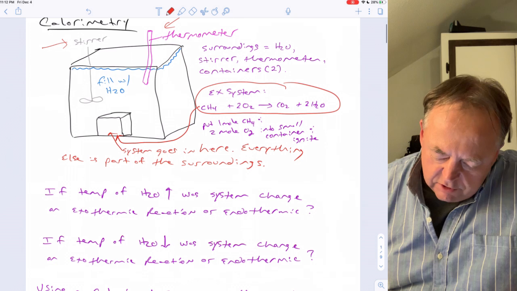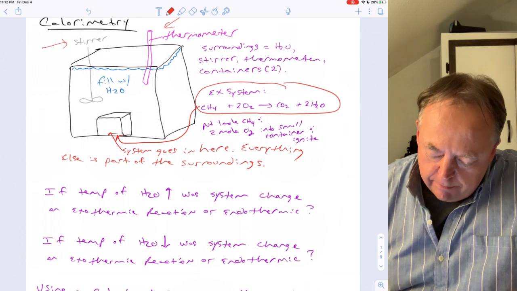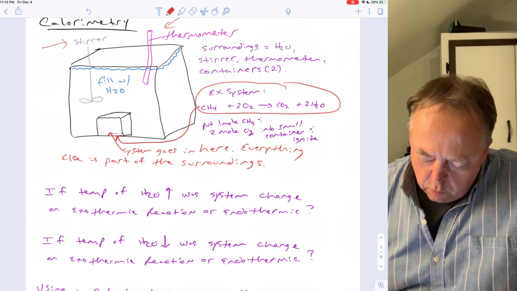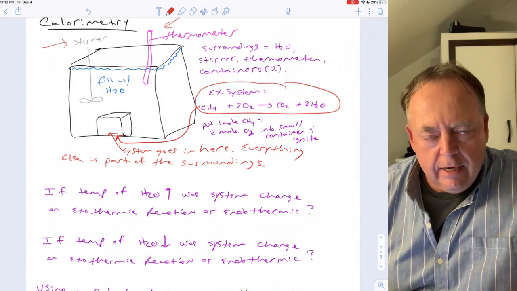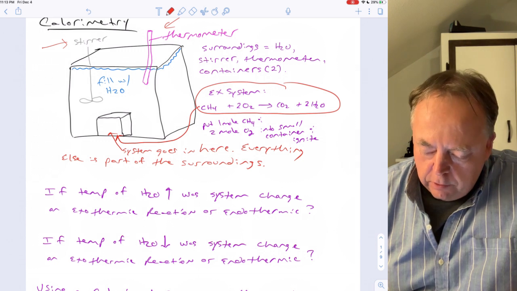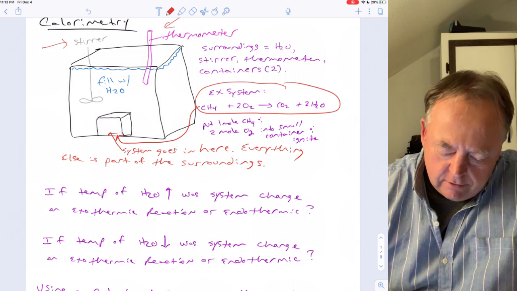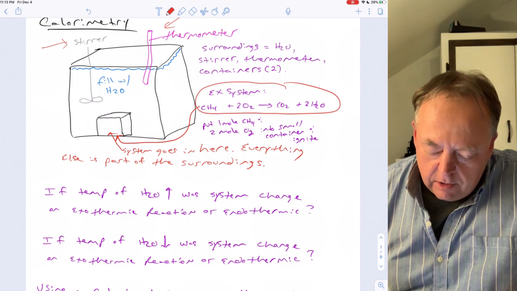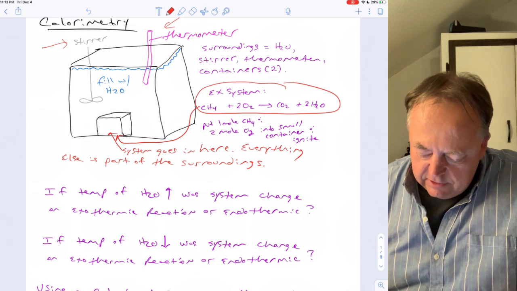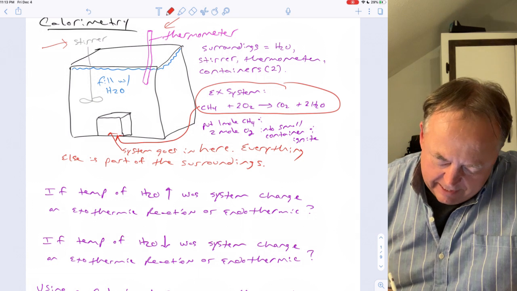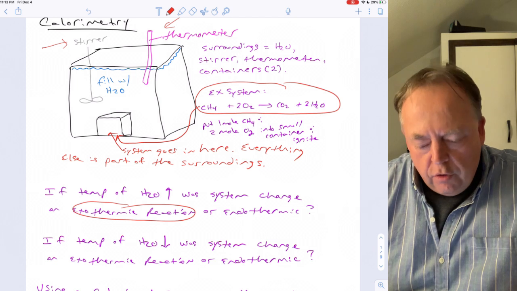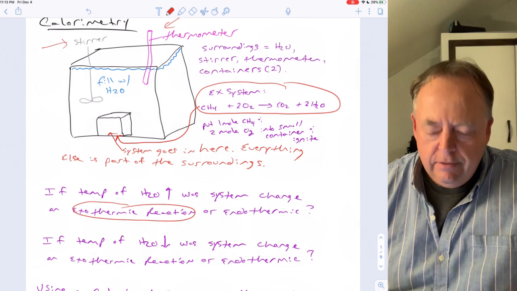Okay, so you did this reaction, methane combusted with oxygen to make CO2 and water. If the temperature of the water went up, was the system an exothermic reaction or an endothermic reaction? Well, if the temperature of the water went up, then the CH4 plus O2 must be giving off energy, right? And where does that energy go? It heats up the small container, which in turn heats up the water, which in turn heats up the thermometer, right? So if the temperature of the water went up, that would be an exothermic reaction with respect to the system. With respect to the surroundings, it would be endothermic because the surroundings are absorbing energy.